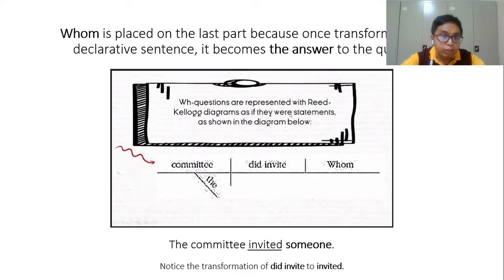The WH questions are represented with Reed-Kellogg diagrams as if they were statements, as shown in the diagram. And I want everyone to notice the transformation of did invite to invited, right? Because we are not referring to the doer of the action. We are referring to the receiver of the action, which will be given light later on as to how you should really use who versus whom.